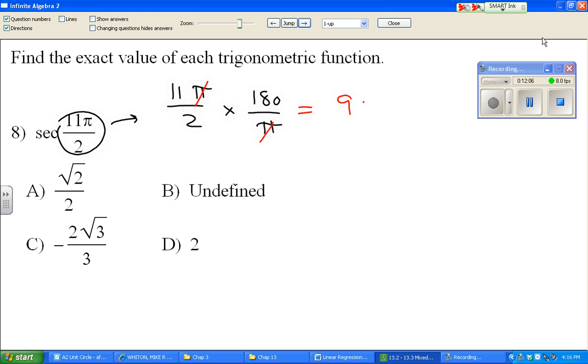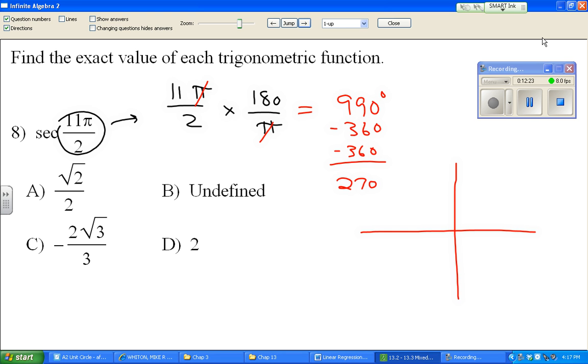That's kind of big, definitely a few rotations. If we subtract 360 a couple times, I have to do it one more time, we get down to a more manageable 270 degrees. So 270 is an angle that ends up in the same spot as 11 pi over 2. It's coterminal. So 270 is going to be here, straight down.